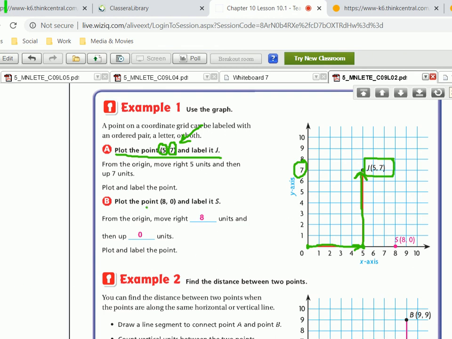Okay, next plot the point 8 and 0 and label it with S. Let's change the color. Let's start with this. We have to move 8 steps to the right like that, and 0. What does 0 mean? Don't move up. 0 means stop. So you stop here, and the point just here is 8 and 0.